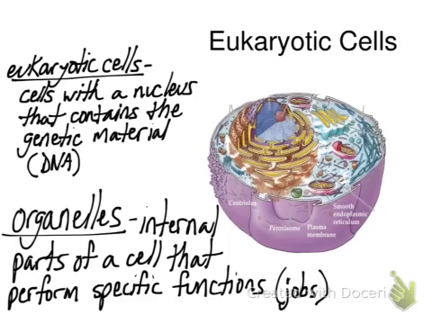Also, in a eukaryotic cell you have organelles. You can think of organelles like organs in your body. They're the organs in a cell. The definition is that they are internal parts of a cell, and they each perform specific functions, or they each have jobs. What we're going to do through this video is identify some of the parts and describe what they do. Before we do that, we just have to quickly define what a prokaryotic cell is.